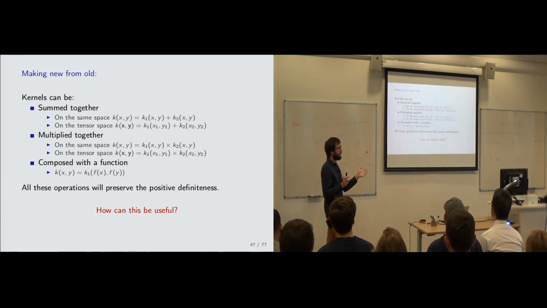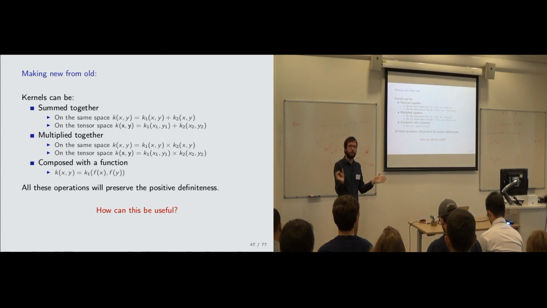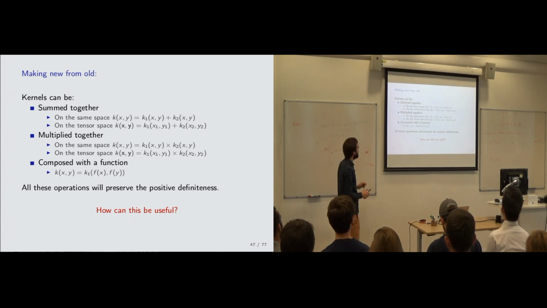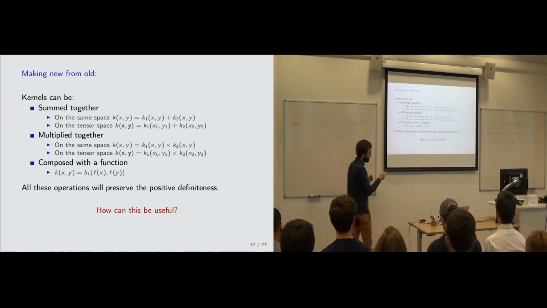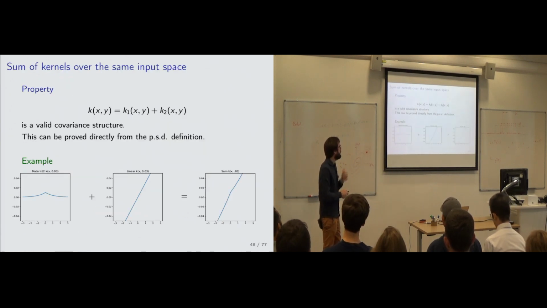Now, if you take two kernels that are defined on different spaces, you can also sum them together and get a valid covariance function on the joint space. And similarly, you can also make products of covariances, and you can compose them with a function. So let's see how this can be useful.